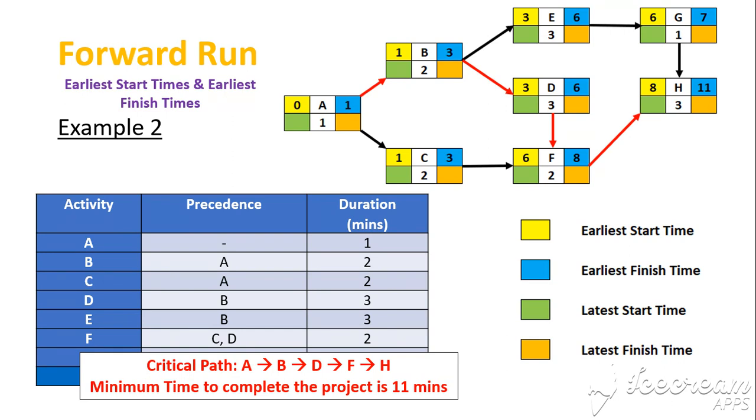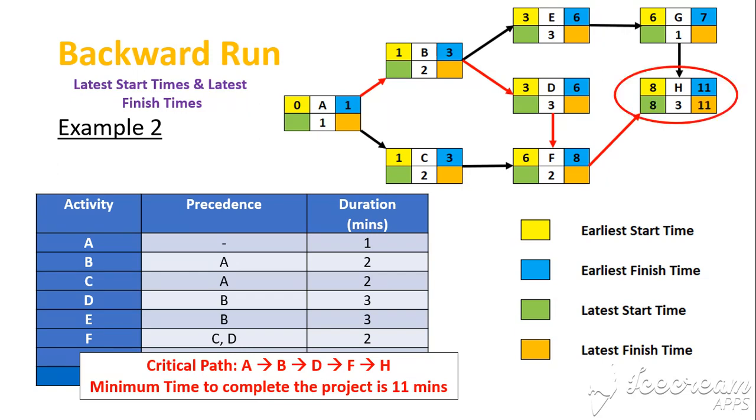Right, that's our forward run done. So let's now go and do our backward run. This is the latest start times and latest finish times. Again, we're going to follow the critical path, but we're going to work backwards. So let's work with activity H. And notice along the critical path, we must have the same earliest start times and earliest finish times and latest start times and latest finish times. That's because the critical path must be done at those exact times. We can't delay any of them.